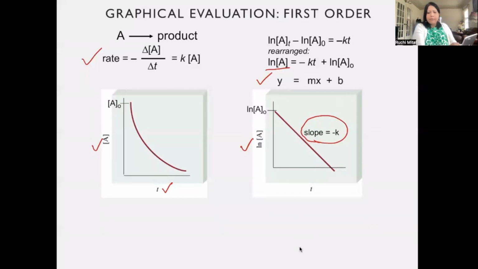So I would recommend drawing this. I have a chart later on where you will copy all these things in one place. Right now, just try to make sense of how we have rearranged this equation into the equation of a line. And the y-intercept over here is the initial concentration of the reactant.